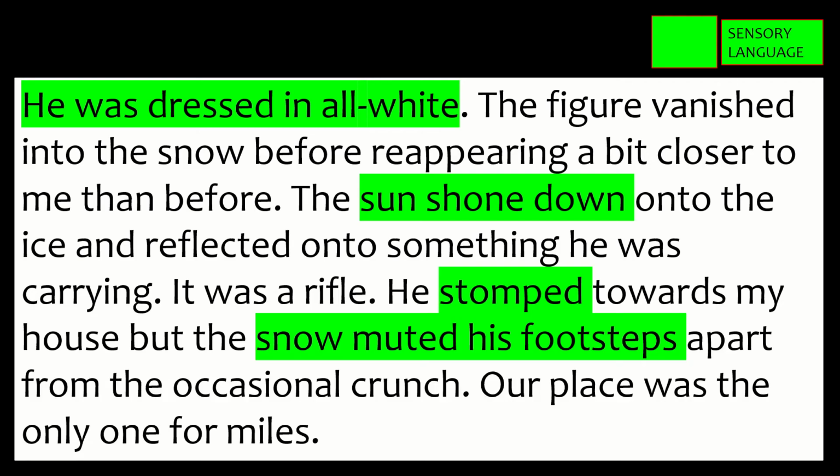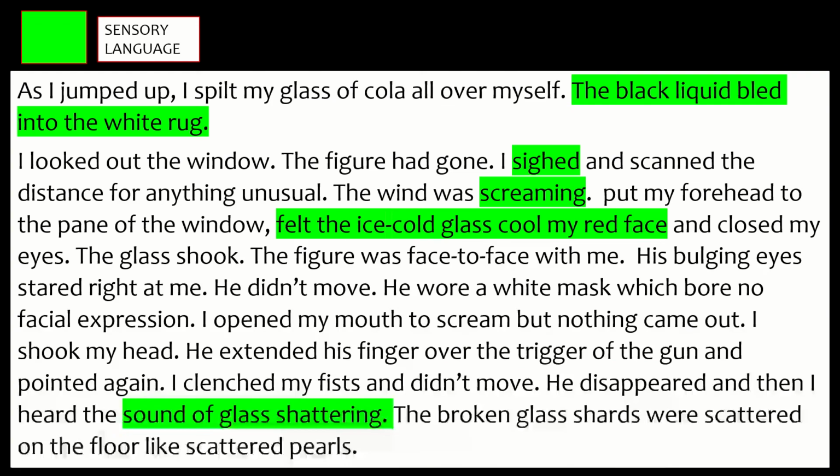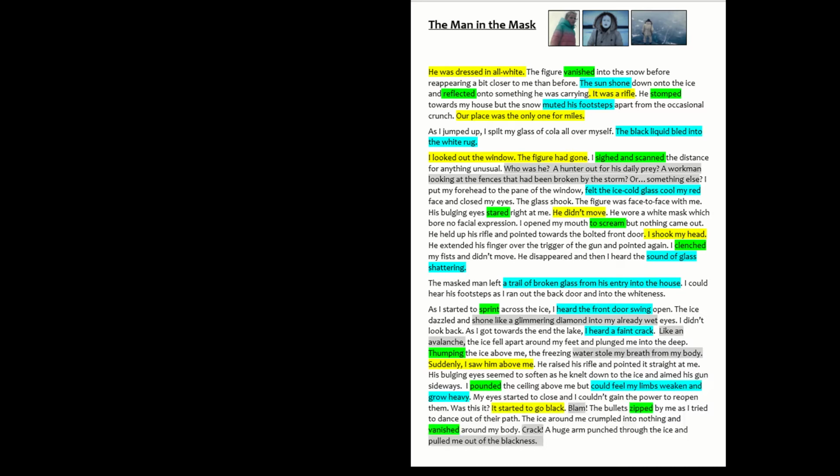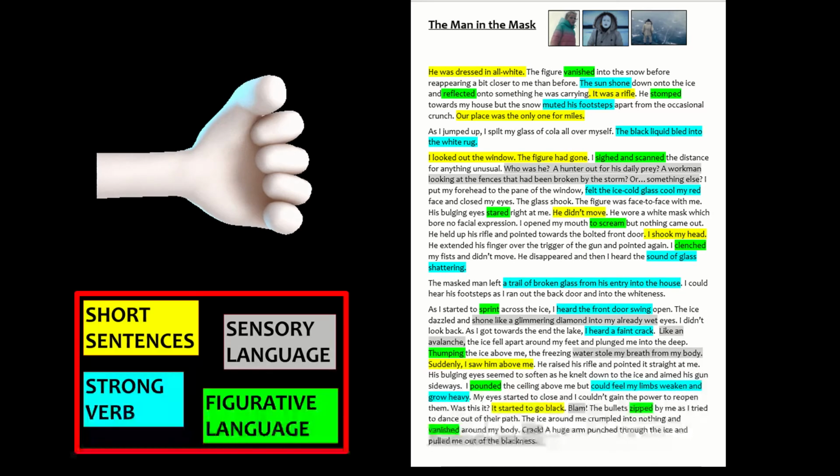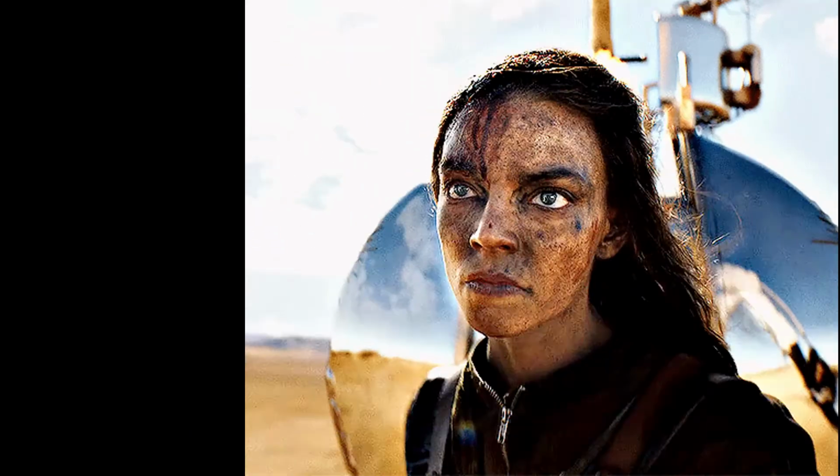Again, opening paragraph of the same thing I just showed you. Sensory language here. We've got the sight of someone dressed in all white, the sun shining down, the snow muted his footsteps. So we know the sound of walking, what walking in snow sounds like. Here's some more that we won't go over. But again, all the way through my 500 word story, these are the four things I want to cram in: short sentences, sensory language, strong verbs, and figurative language.